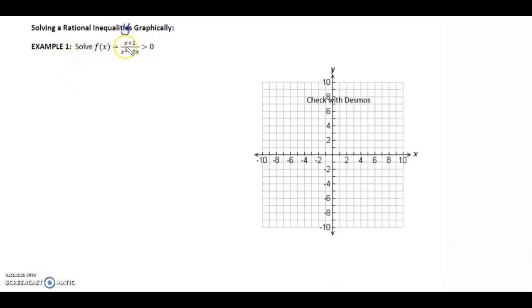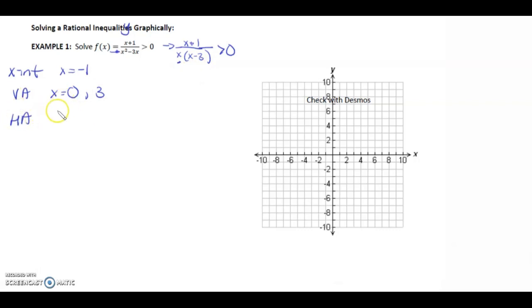Solve f of x equals x plus 1 over x squared minus 3x. First, I'm looking at the denominator and I can factor that. So let's factor this to x plus 1 over x times x minus 3, and that's greater than 0. So what is the x-intercept? We'll start with that. It's when the numerator equals 0, so x equals negative 1. The vertical asymptotes are when the denominator equals 0, so x equals 0 from the monomial and 3 from x minus 3.